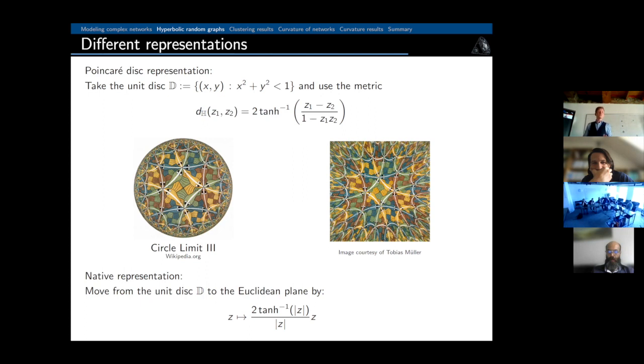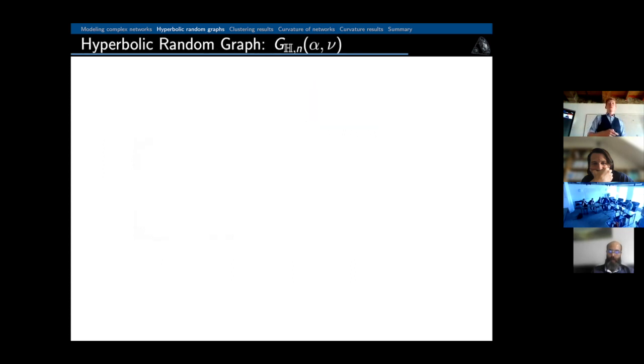From now on, when we talk about hyperbolic space, the points will be in the plane, and there is a metric defined by this transformation on the metric on top. You don't need to remember all of this, just think about the hyperbolic plane in this way. So with that, I can now describe the model. The model is quite simple. It was introduced in 2010 by Krioukov et al. as a model to unify these 3 properties.